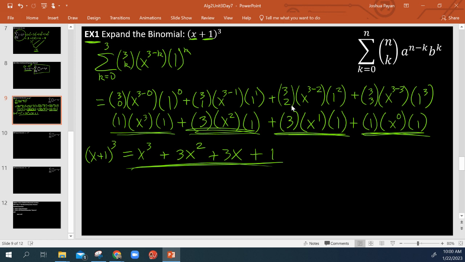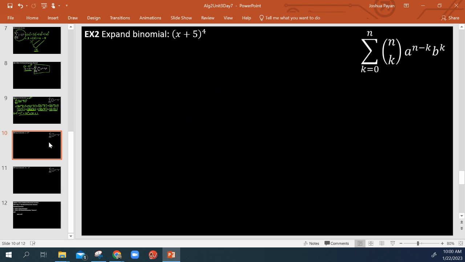Okay, and that probably seemed a little bit overkill. You might be thinking, well, I'd rather have just FOILed that. It's only to the third power. Well, now we're going to the fourth power, right? And now we're using a larger number of 5. Okay, so this is going to be a little bit uglier.